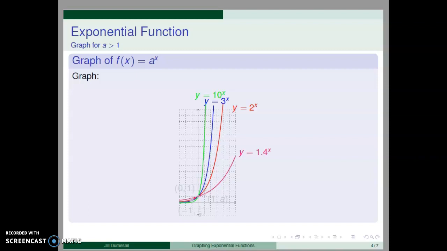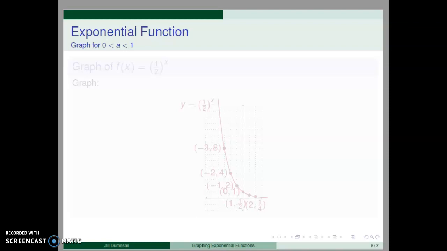If we graph y equal 1.4 to the x power, we see that the graph is flatter for positive x values and slightly steeper for the negative x values. In all of these graphs, we have the point 0, 1 on the graph, the point 1, a on the graph, and the point -1, 1 over a.